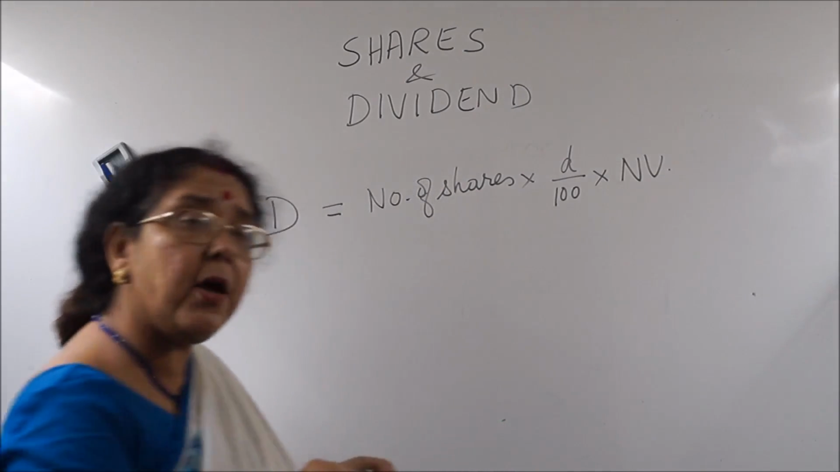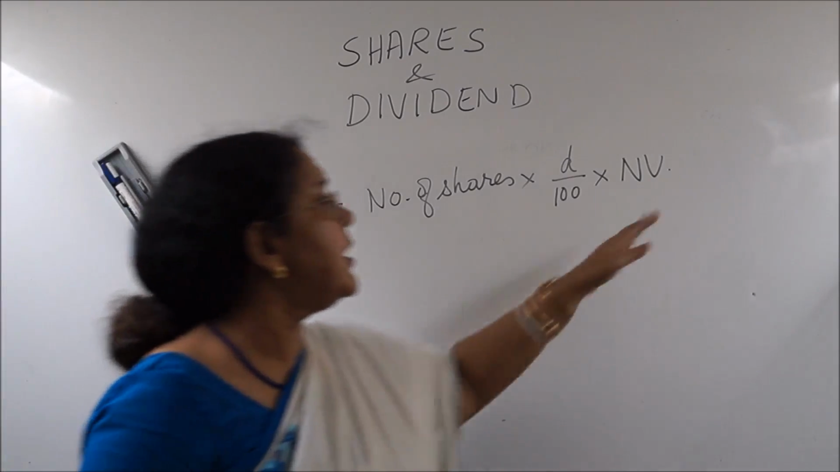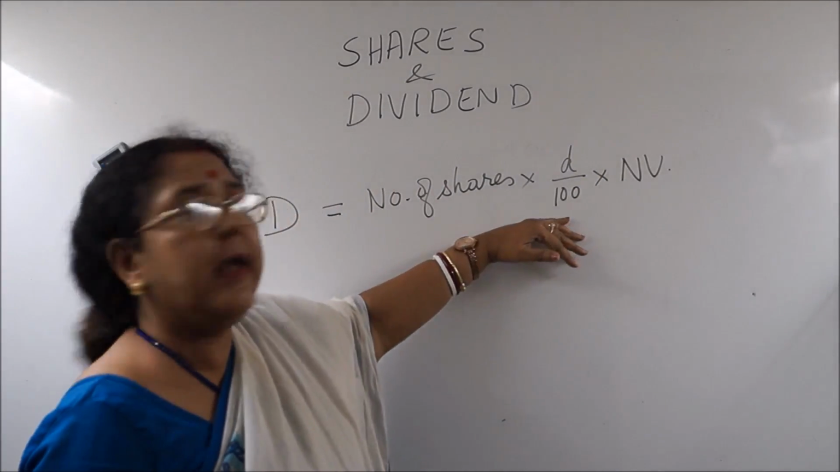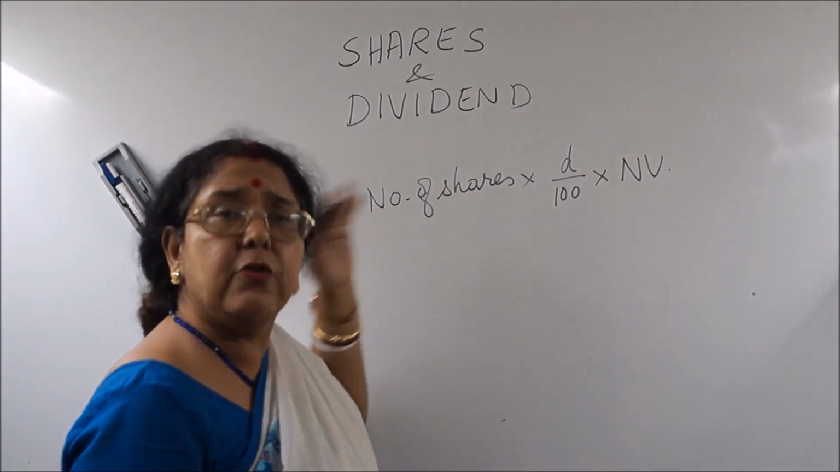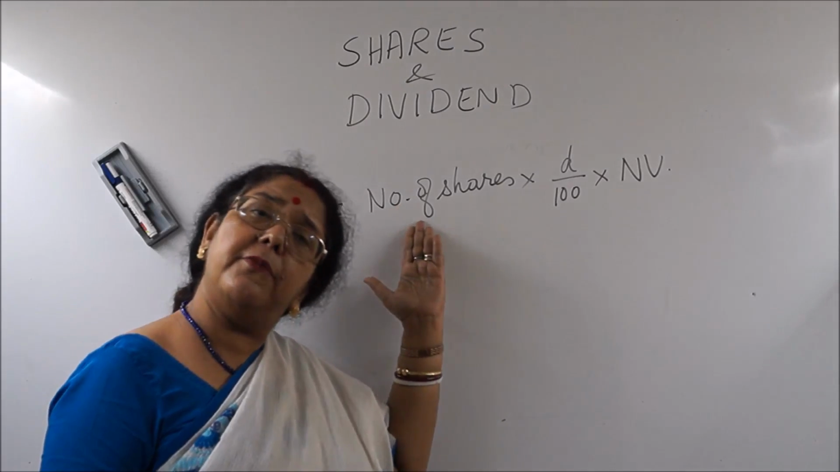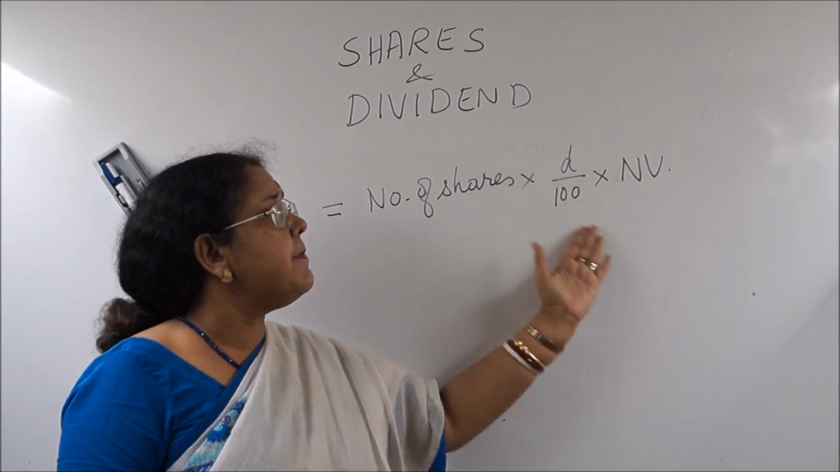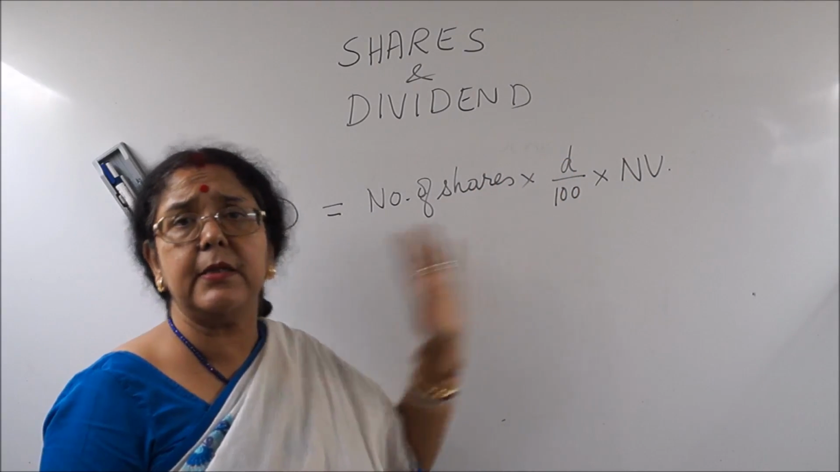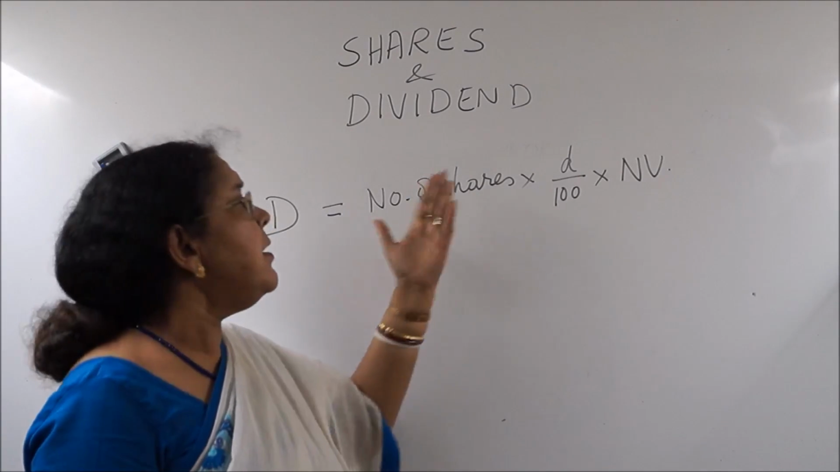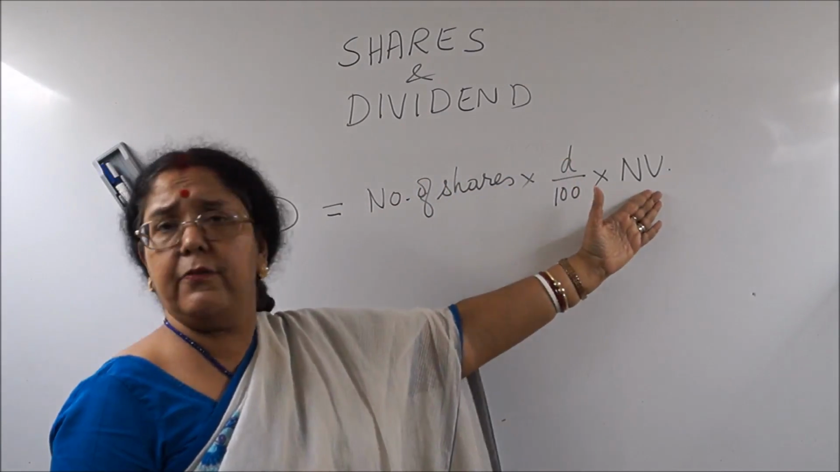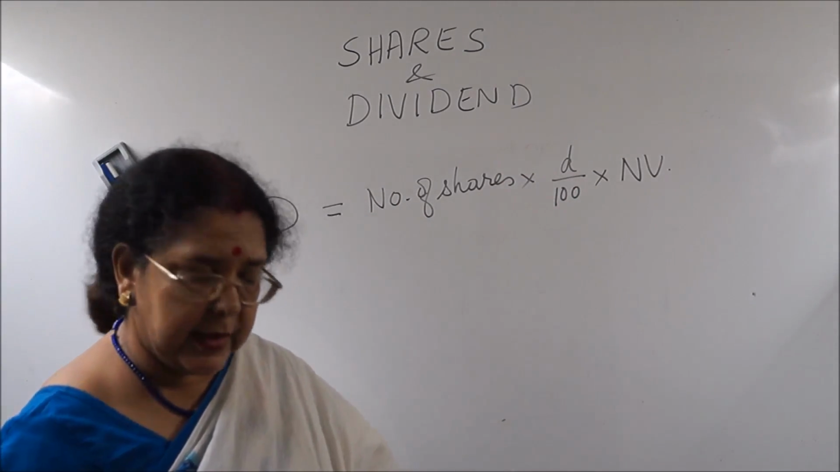Now the company doesn't pay on the market value. The company is not bothered at what price you have purchased. The company has quoted a nominal value and a rate of dividend, say d%, and the company will give to its shareholder depending upon the number of shares each shareholder holds. So dividend is equal to the number of shares into d% of the nominal value, but d% means d upon 100. This is a very simple understanding, there is no need to learn it by heart. If you have 1 share, you will get d upon 100 of the nominal value. If you have 5 shares, you will get 5 into d% of the nominal value.